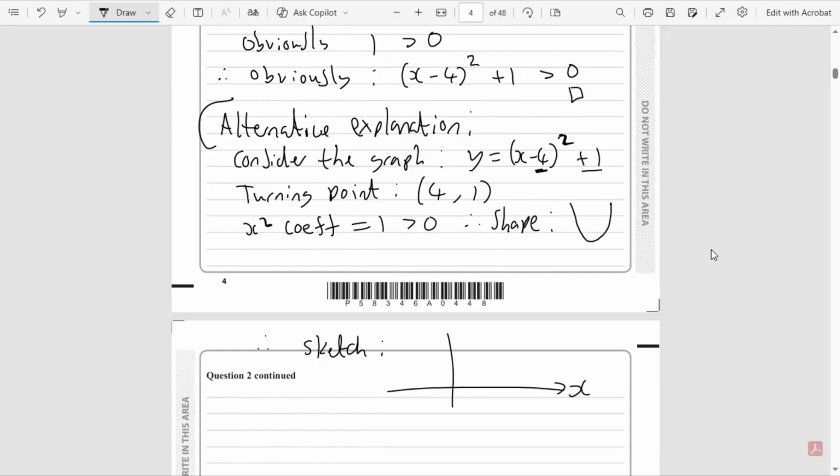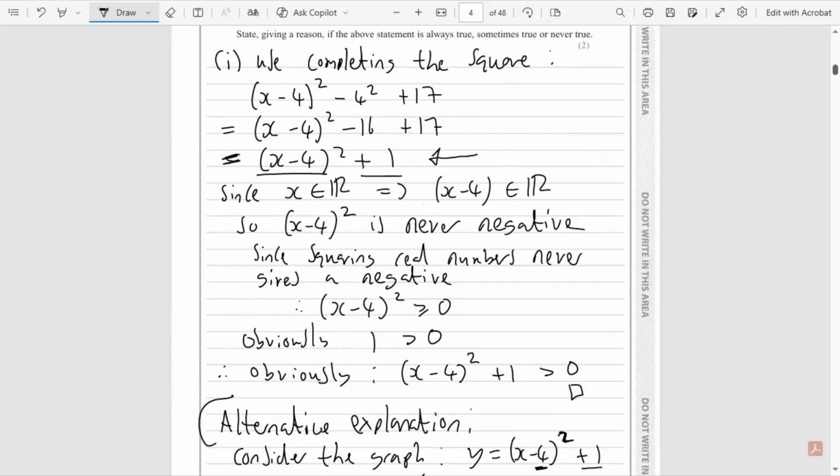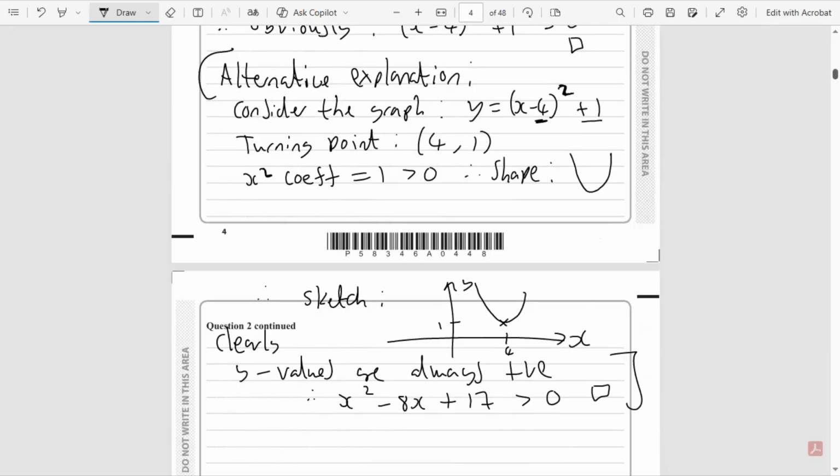So let's put x there, y there, 4 there, 1 there. So the turning point is there. It's going to be a U shape. So clearly y values are always positive. Therefore, this quadratic expression x squared minus 8x plus 17 is always bigger than 0. So that's an alternative way to explain it. A little bit longer than the first method. Personally, I would just stick with the real number explanation that we talked about, but if you want to do this graphically, you can.